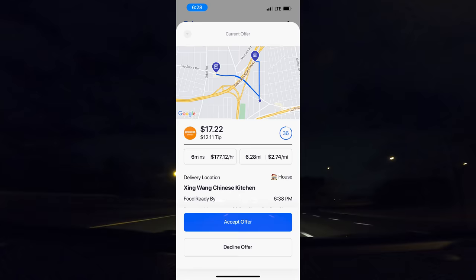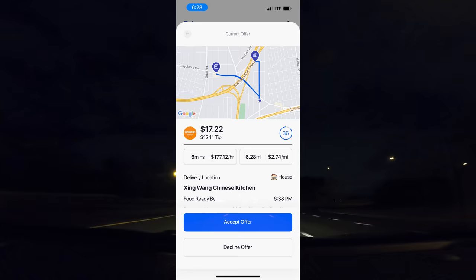And that would put an end to our Friday night shift. Before I get to the totals, one quick note about the Xing Wang Chinese kitchen order that we took earlier. The Para app showed that the order was $17.22 for that add-on that we got. But actually, Para had added the first order and the second order together to get that $17.22. As you can see from this screenshot from Grubhub, one order was $7.21 and the other order was $10.01, making that total of $17.22. So something to keep in mind if you get an add-on and you're looking at it through Para.